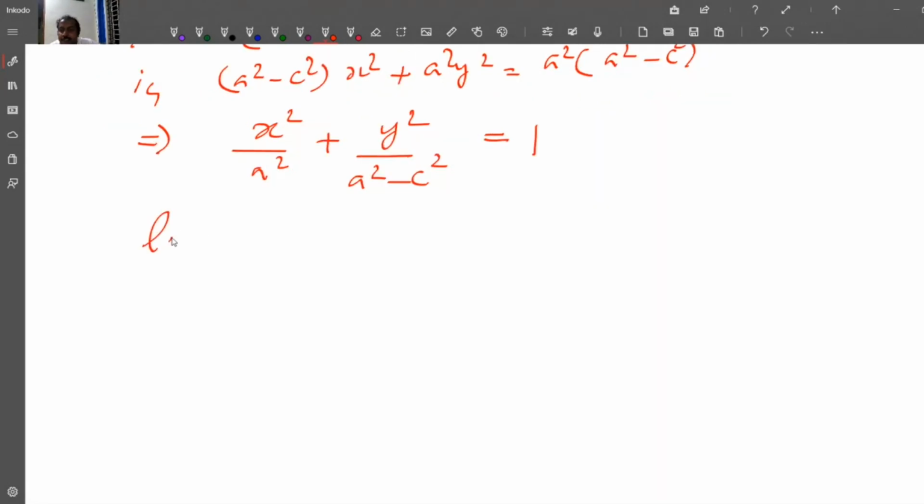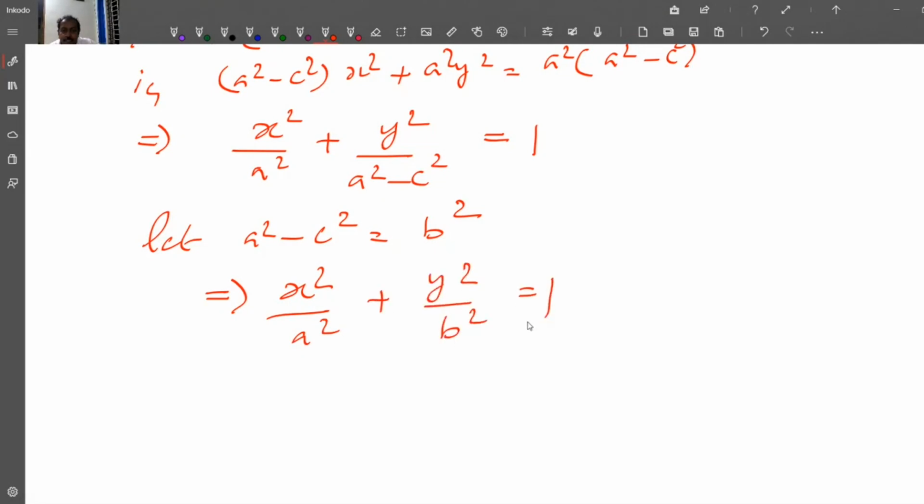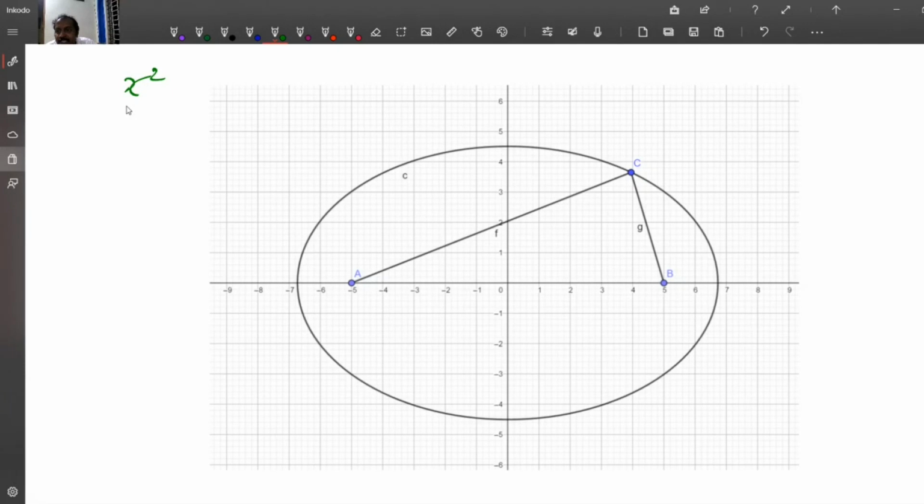So you let a square minus c square be equal to b square. So this implies x square by a square plus y square by b square equal to 1, which is known as the standard equation of the ellipse. The standard equation of this ellipse is x square by a square plus y square by b square equal to 1. And from the equation you can see that it is symmetric about the x-axis and y-axis.